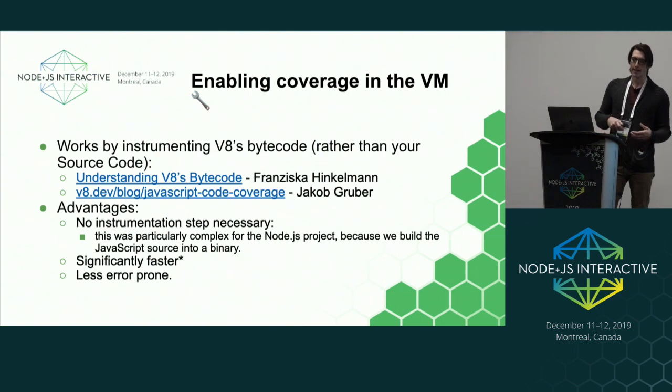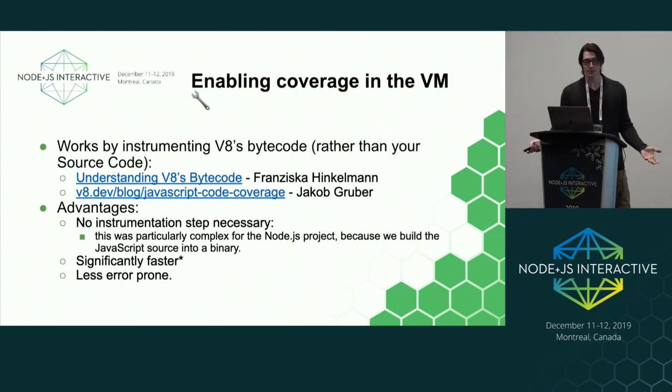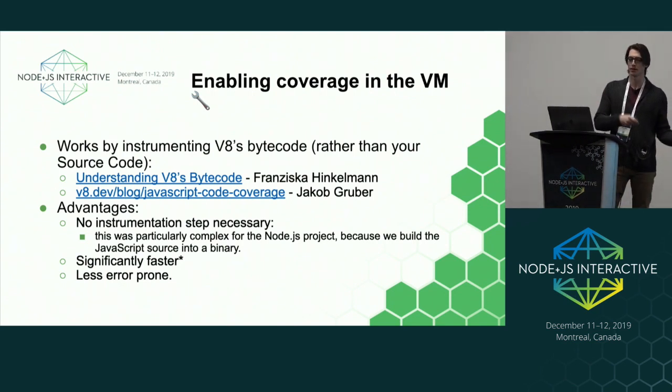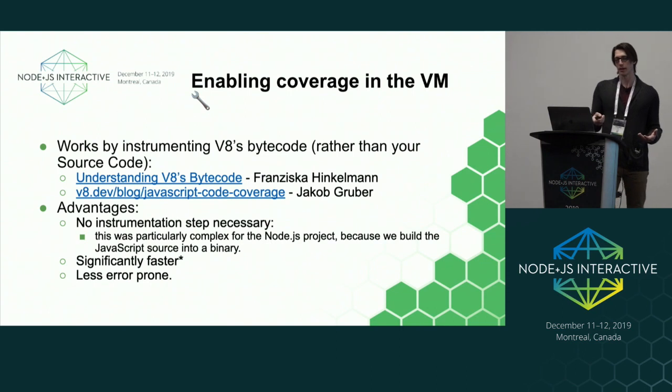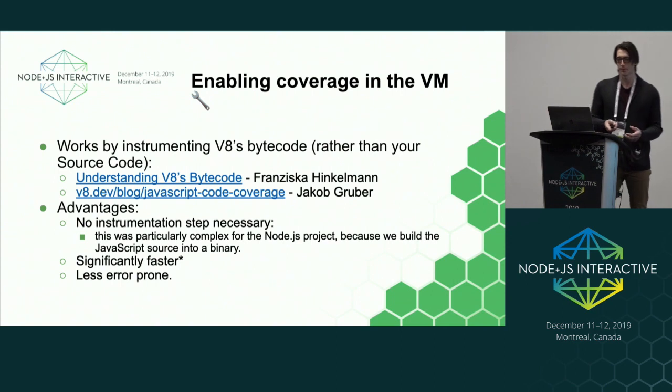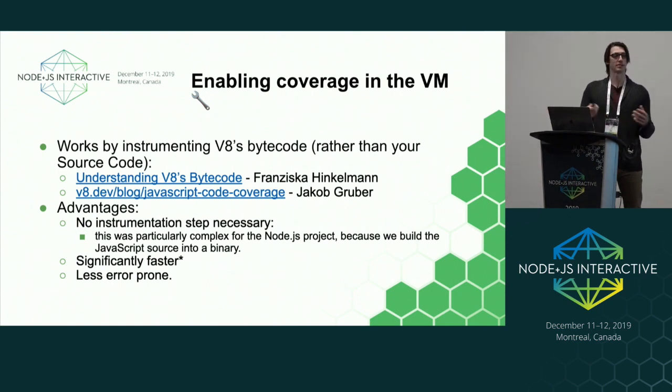Furthermore, it was significantly faster for the Node.js project. It ran, I'd say, 3 or 4 times as fast using the V8-based approach rather than transpiling all the code. I put a little asterisk here because NYC is pretty fast because it aggressively caches. It's a really mature project. So it's not always going to be the case that using the V8-based approach is faster for you. I do feel, however, it's less error-prone.